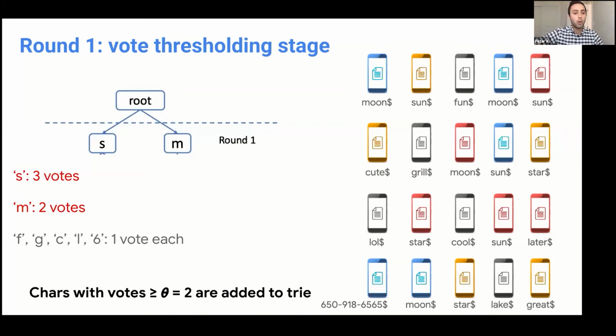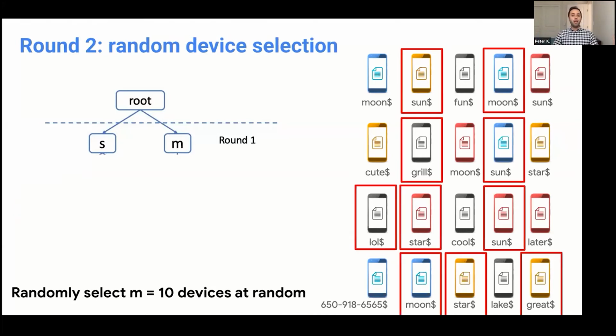And so let's go on to round 2. Again, it's going to have the 3 steps. This is round 2, step 1. We randomly select a bunch of devices. Again, for the sake of simplicity, I'm assuming it's 10 devices. And because now we are in round 2, we're going to ask them to send us the second character. So round 2, second character.